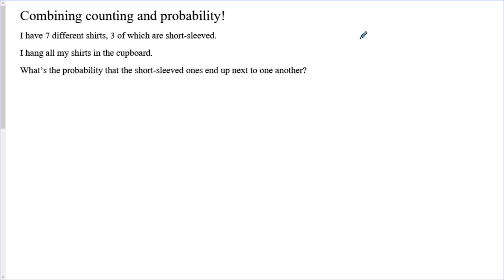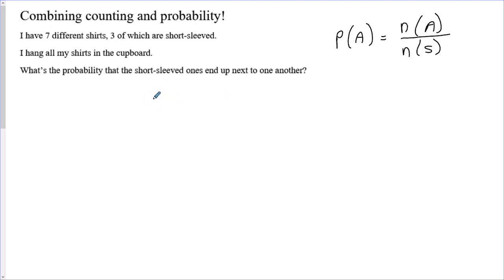Right, what we're going to do now is combine some counting techniques and probability. One of the formulae that we get given on the data sheet is this one. Basically, it says that the probability of event A happening is the number of ways in which event A can happen divided by the number of elements in the sample space, the total number of things that can happen. So let's look at this question. I've got seven different shirts, three of which are short-sleeved. I hang them all in the cupboard. What's the probability that the short-sleeved ones end up next to one another?